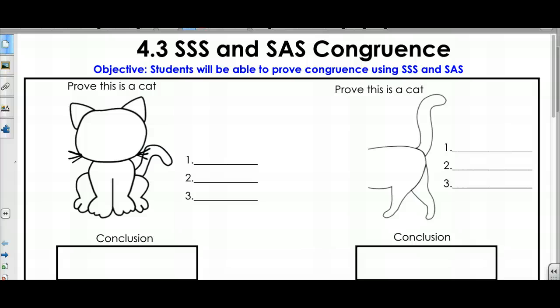Hey, welcome to lesson 4.3, side, side, side, and side angle side. Our objective is for the student to be able to prove two triangles are congruent using side, side, side, or side, angle, side. And yes, that's what those S's stand for, sides and angles.